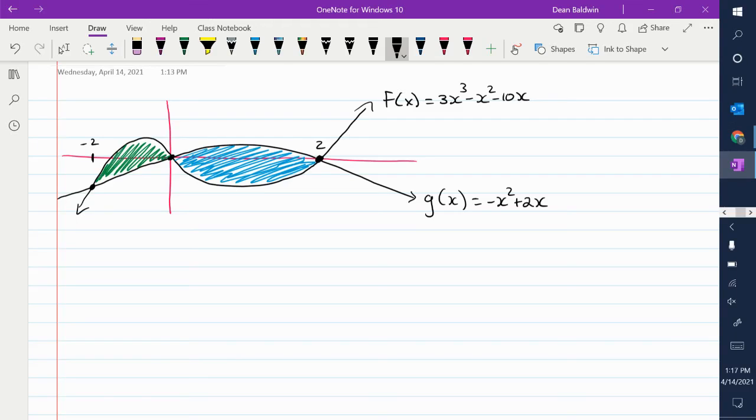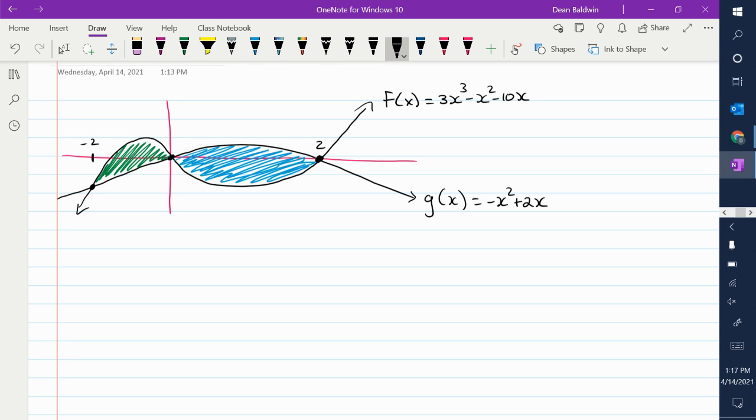How do you find the areas between two curves? What do you do? Subtract what from what? The bottom curve from the top curve? No, it's the other way around. Top minus the bottom. Is that what you're saying? Okay, that's right. So it's the top curve minus the bottom curve.